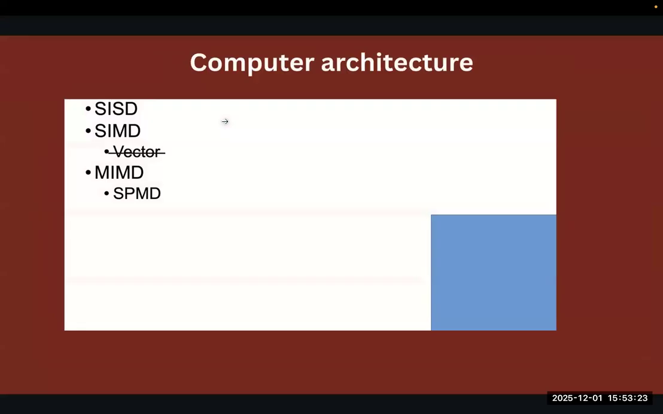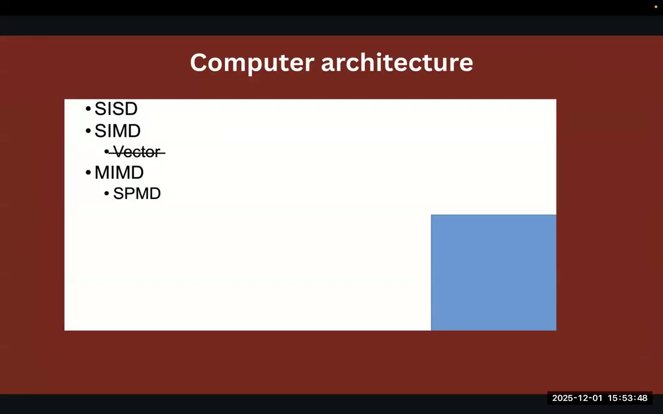We have computer architecture. It can be categorized based on how they handle instructions of data. First is SISD, which is one instruction, one data stream, typical for simple CPUs. Then we have SIMD, which is one instruction applied to multiple data items. It is commonly found in GPUs and vector processors.